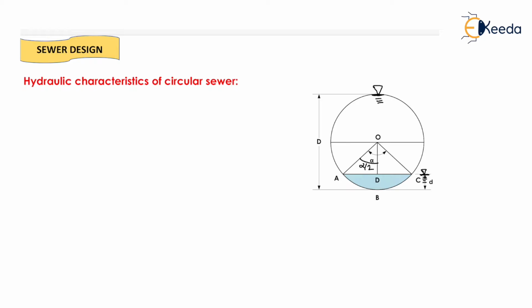Now we will see various parameters in the hydraulic characteristic of circular sewer according to this. Now if this whole angle is alpha, then what will be this half angle? It will be equal to alpha by 2. Now we will first go for the determination of depth of flow. For the depth of flow small d, what will be the value? It will be equal to OB minus OD. Now we know that OB will be equal to D by 2 because it is the radius of the circular sewer, so it will be equal to D by 2 minus OD.